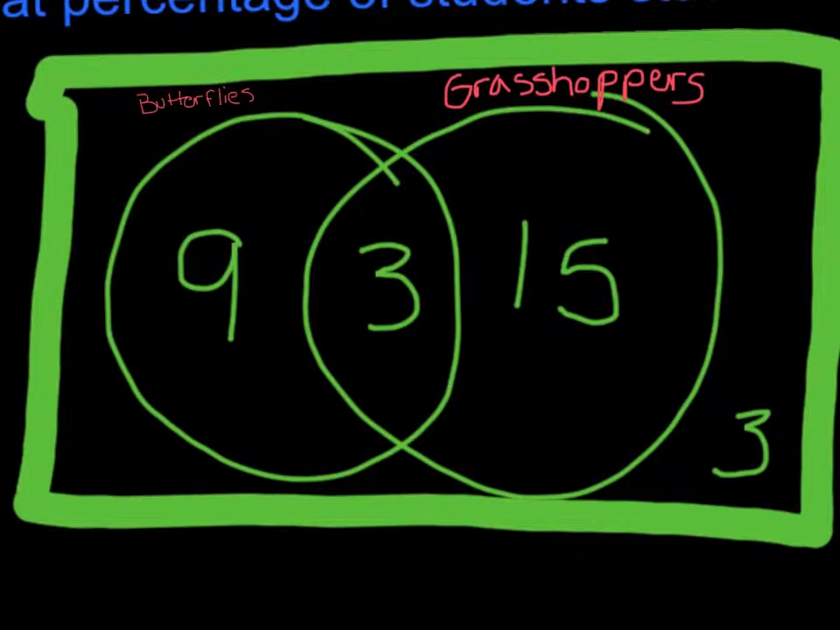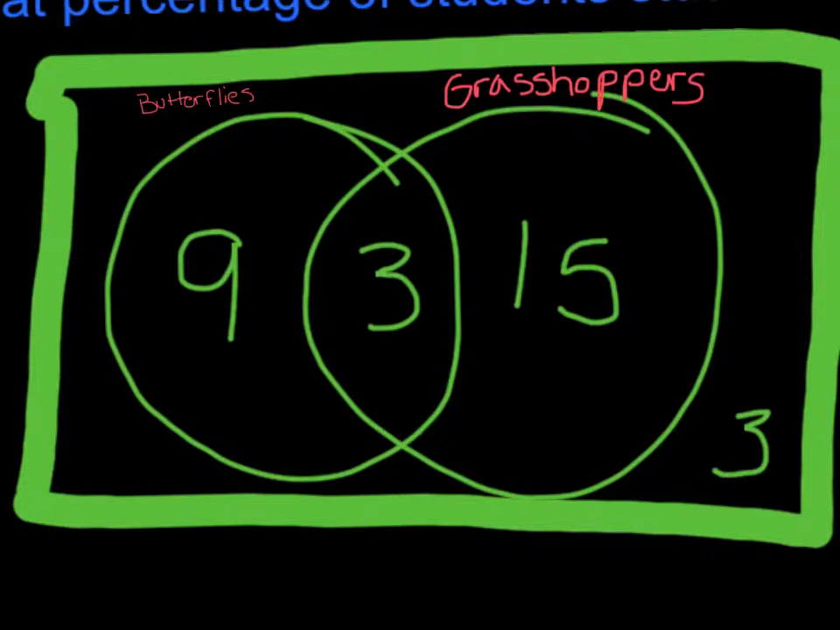So we have a total of 30 students. That's because we have 9 plus 3 plus 15 plus 3, and adding those up gives us 30 students. We have 3 students who studied both, 15 students that studied just grasshoppers, and 9 students that studied just butterflies. And then we also have 3 students that studied none of them. They didn't study anything. What we want to find is the percentage of students that studied just butterflies.